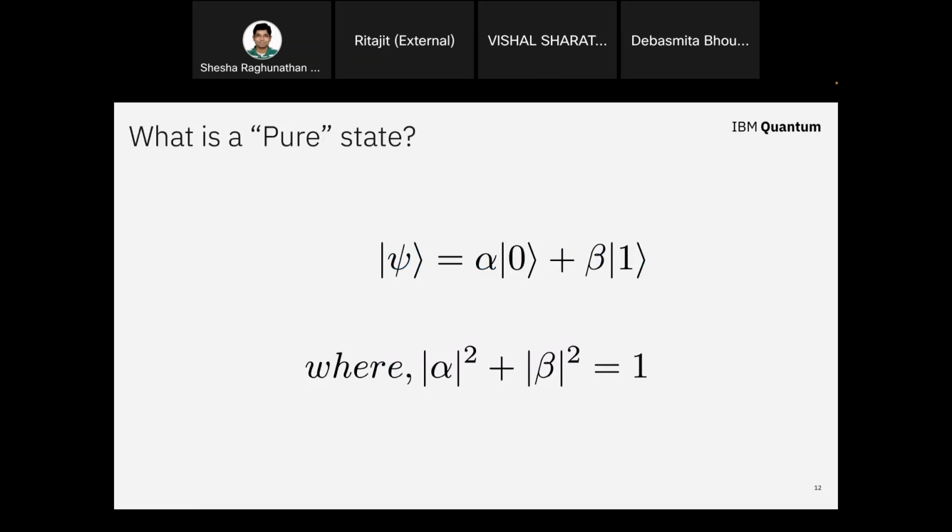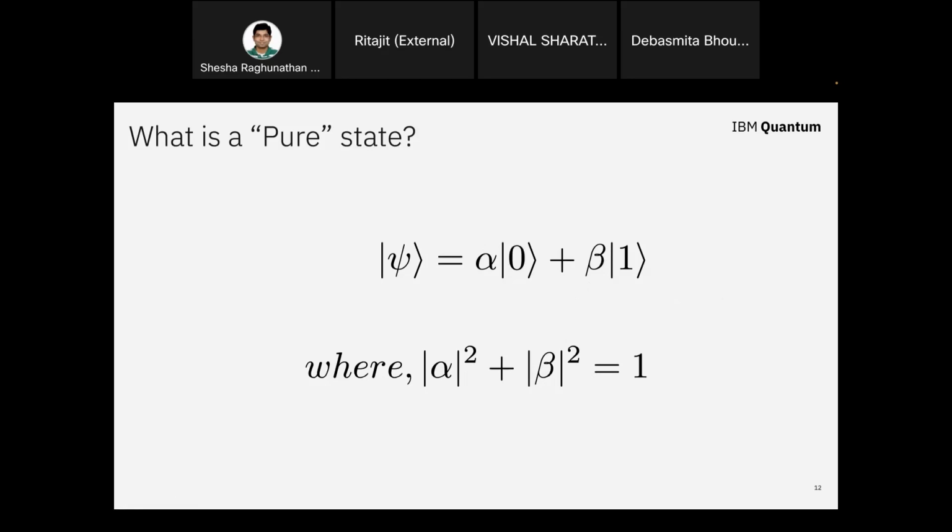A general single qubit representation is shown by this, where psi is equal to alpha 0 plus beta 1. The key part here is mod alpha squared plus mod beta squared is 1, where mod alpha squared and mod beta squared represent the probability of being in 0 and 1 respectively. So this you would have seen in yesterday's lecture. On the quantum physics side, this comes purely from the Schrodinger equation, where the Hamiltonian evolution corresponds to a unitary evolution, and our state there honors this rule. So this is a pure state.